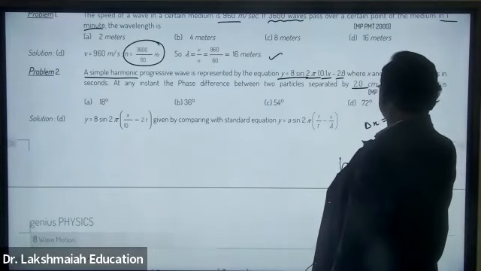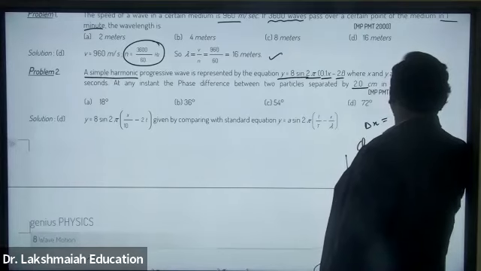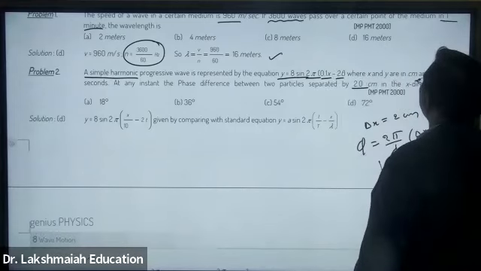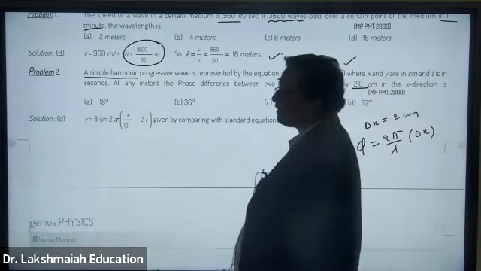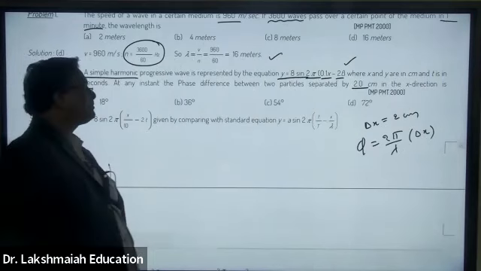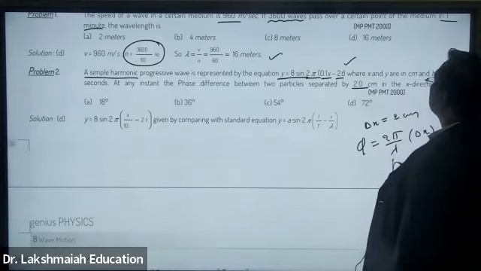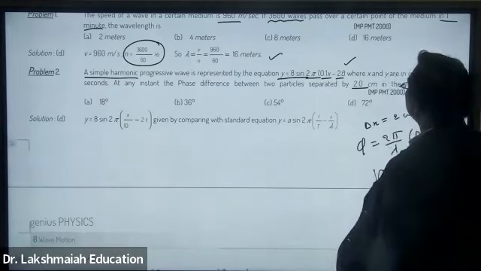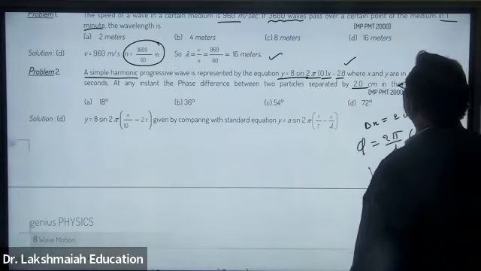Now they are asking phase difference. Phase difference is equal to 2 pi by lambda into path difference. Do it please. What is lambda? By using this equation, you have to find out the lambda. How to find the lambda?